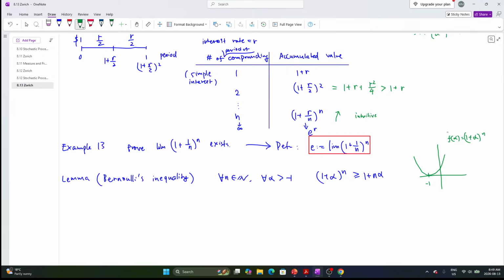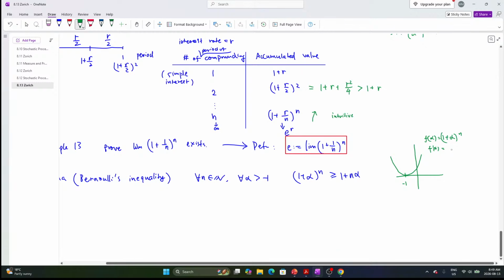And let's calculate f prime. F prime of alpha, just use the power rule and the chain rule, you get n times 1 plus alpha raised to the n minus 1. And evaluate that at 0, you get f prime of 0 is n. So the slope at alpha equals 0 is n. And of course, the function f of alpha equals 1 when alpha equals 0.